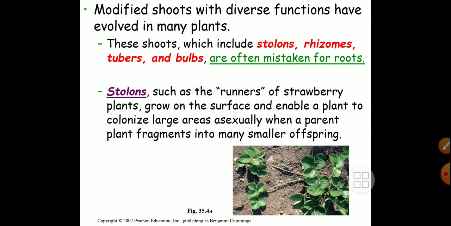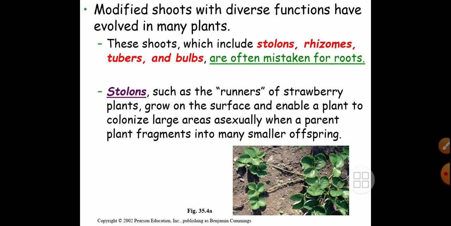Now, modified shoots with diverse functions have evolved in many plants, and you have to keep that in mind. These shoots, which include the stolon, rhizome, tubers, and bulbs, are often mistaken for roots. One example I will give you: potato. What is potato? Potato underground आहे म्हणून ते root आहे का? नाही. तर that is actually a storage organ.